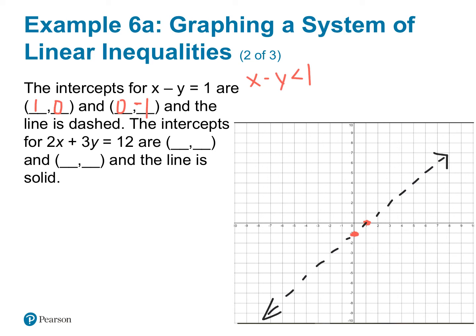And then our other intercepts were 6, 0, and 0, 4. And that line is solid because it was 2x plus 3y is greater than or equal to 12. So it had the equal to sign, so it is going to be a closed, solid line, straight as you can make it.